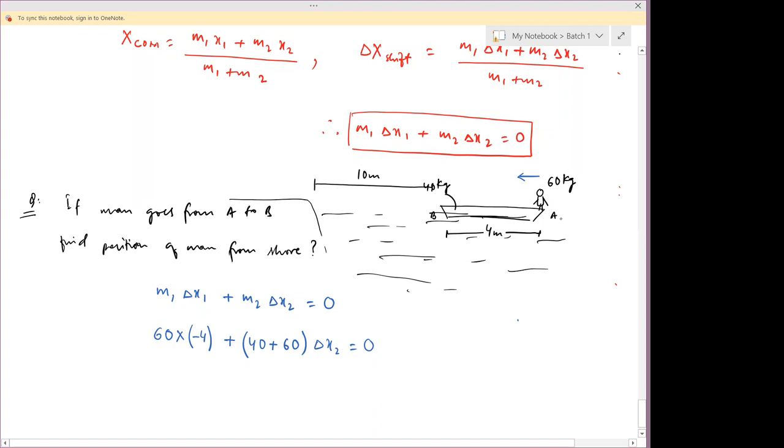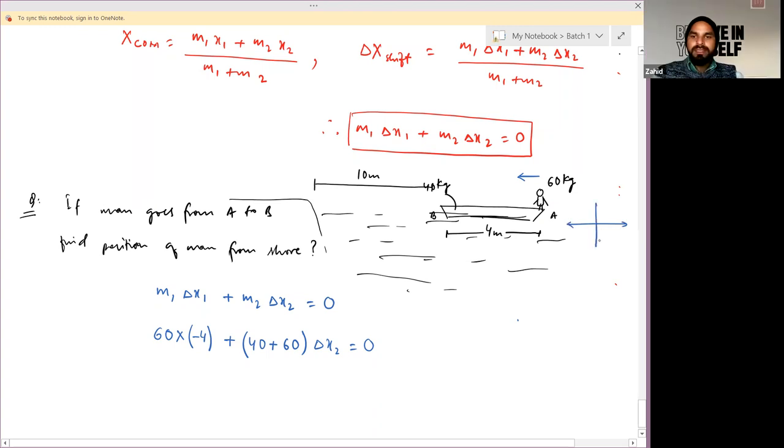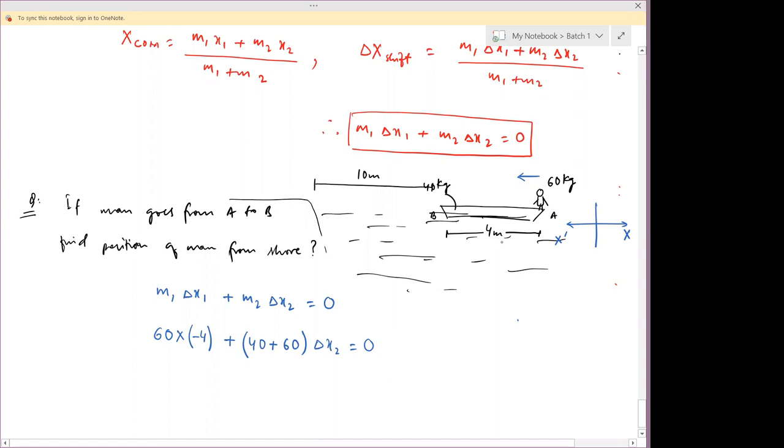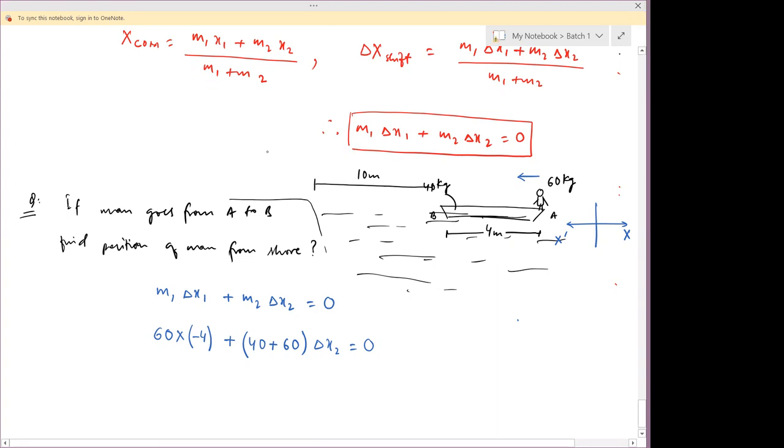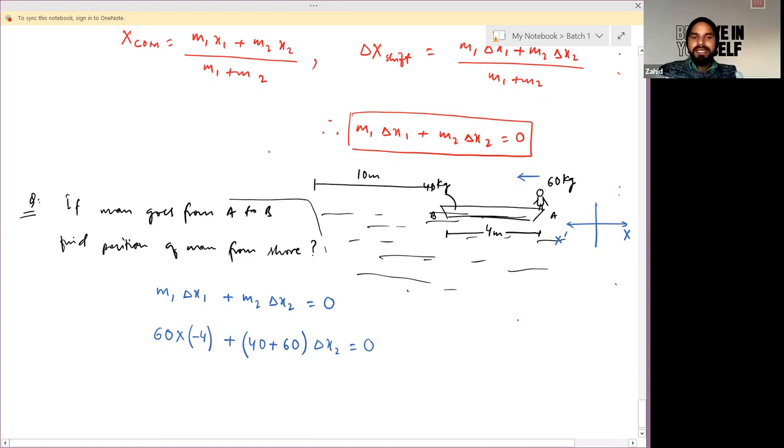Yes, but how -4? That's what I'm asking. I have taken the coordinate system, this to be the positive x-axis and this to be the negative x-axis. So the man is going from A to B, the total length is 4. It is towards the negative x-axis. That's why I have taken -4. Yeah, okay, I understand. Okay, Cartesian plane. Calculate delta x2 from this part.